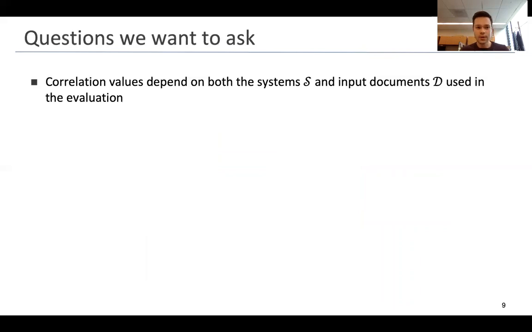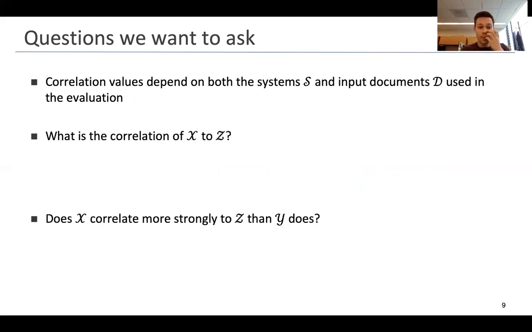And if you notice, the values of the correlations that we report are actually dependent on the set of systems that were selected and the set of input documents that were selected to do the evaluation. And so we might want to ask some questions. Well, what is the correlation of X to Z? And does X correlate more strongly to Z than Y does?